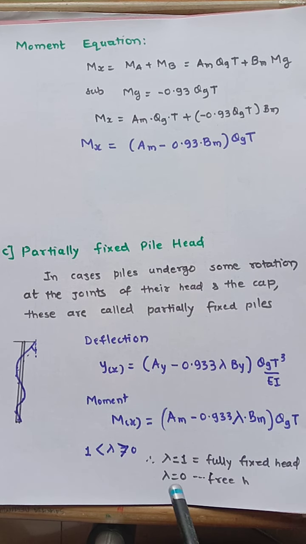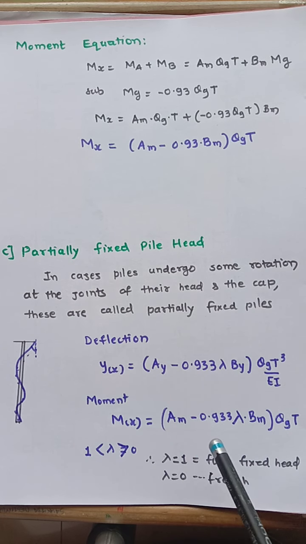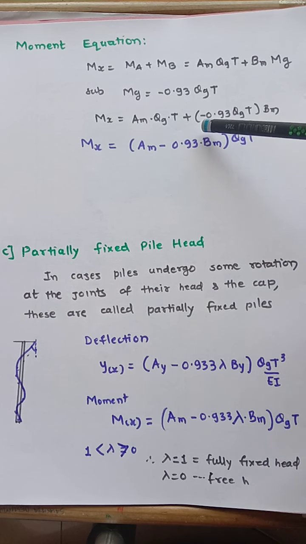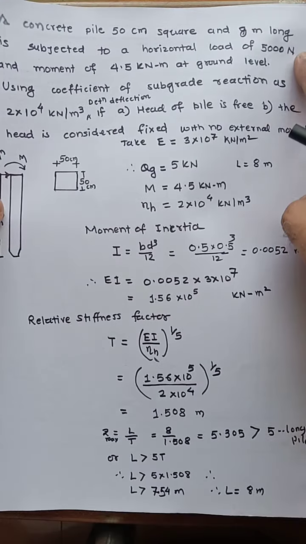So the value varies from greater than 0 to less than 1, and when we consider 1, it is a fully fixed head. When we consider 0, this term becomes 0, so then it is a free head. That is how a partially fixed pile head is slightly different from the fixed pile. Now we'll solve some numericals based on this theory.